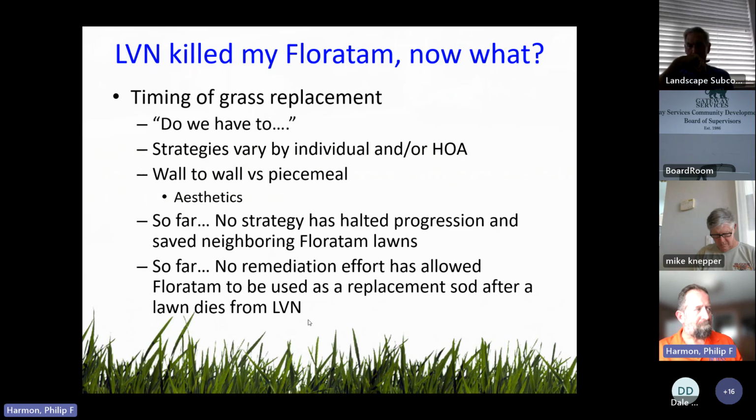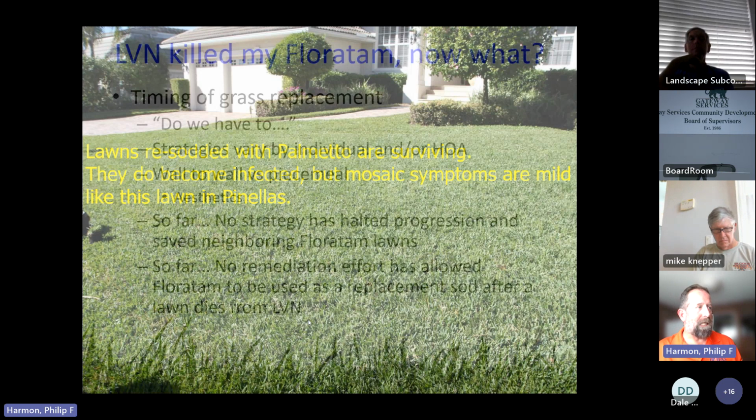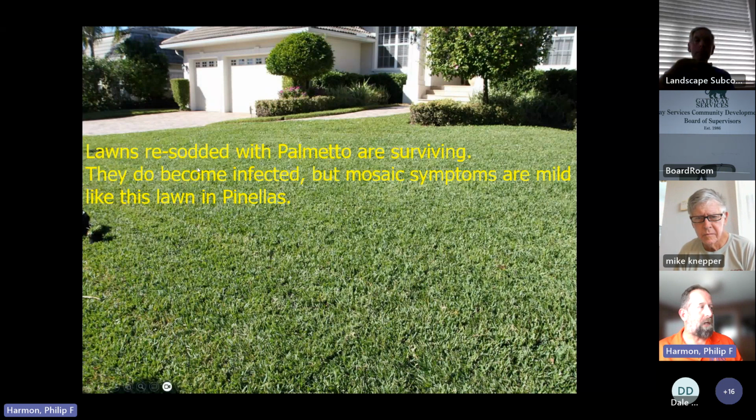So this picture again, lawns resodded with Palmetto survive. They look nice when they're treated with fungicide, when they're given the proper inputs and the best management practices. They do become infected with the sugarcane mosaic virus.